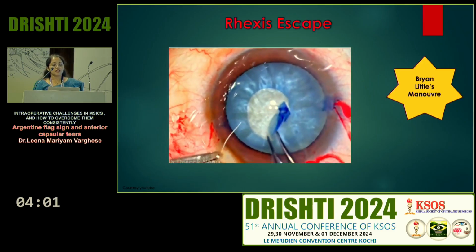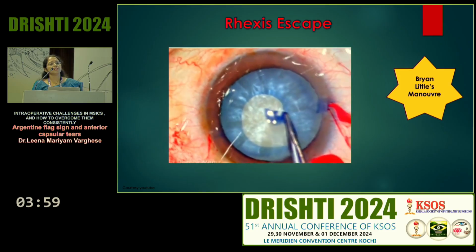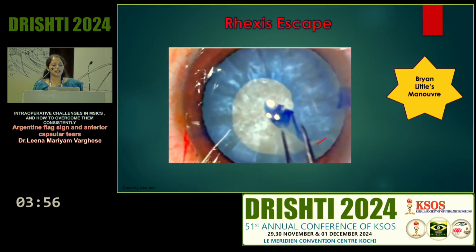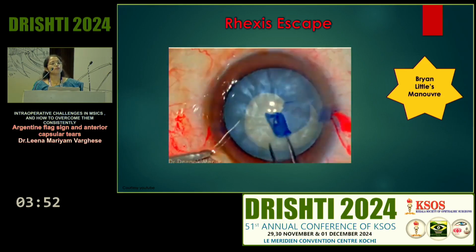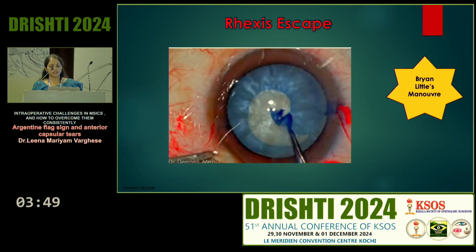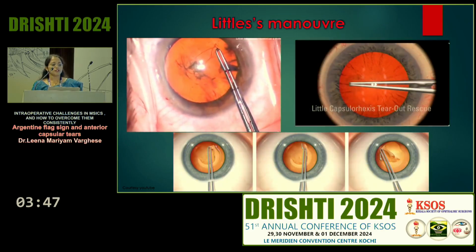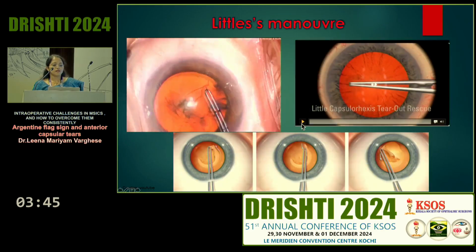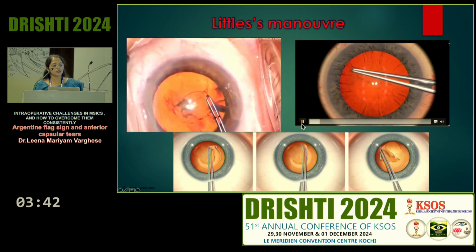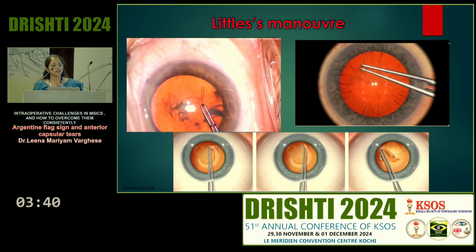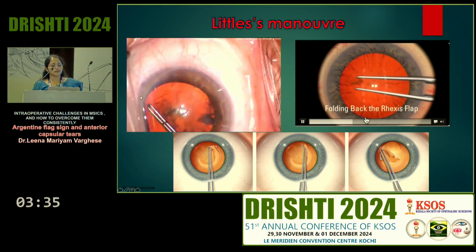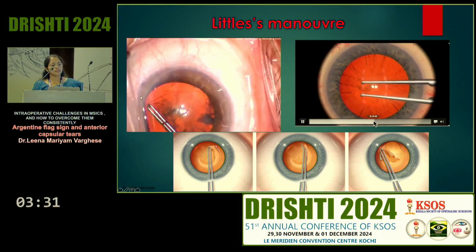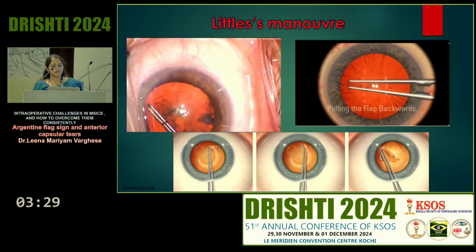So when there is a rhexis escape, or when you see the rhexis margin extending towards the periphery, you can do a Brian Little's maneuver. Here what you do is you unfold the capsule back and then you pull towards the center or away from the direction of the tear. Now this is another video where you can see that once the rhexis is going towards the periphery, you just flatten the capsule, unfold the capsule, fold back the rhexis flap, and then with the help of your rhexis forceps, pull it towards the center or pull it in the opposite direction of the tear.